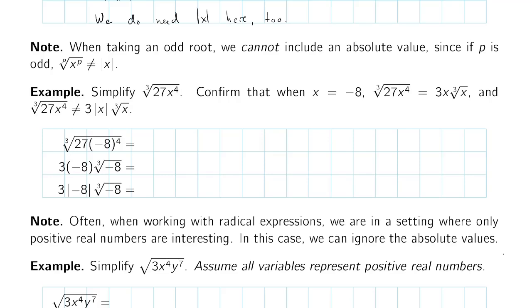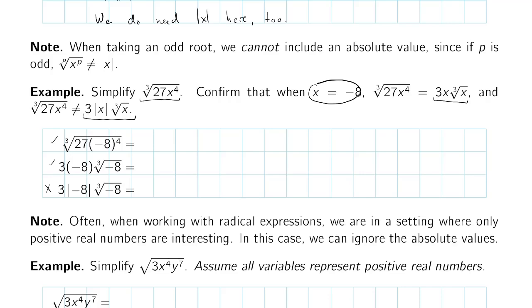So for example, if we simplify the third root of 27x to the fourth, that is equal to 3x times the third root of x. And it is not equal to 3 times the absolute value of x times the third root of x. To demonstrate that, we're going to plug in x equals negative 8 and show that these two give us the same result, and that last one gives us a different result.